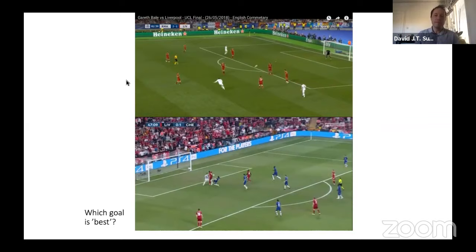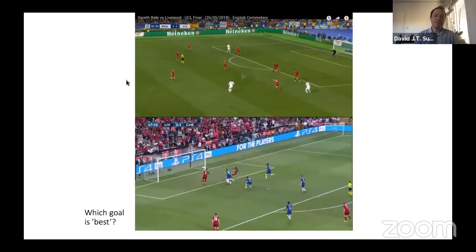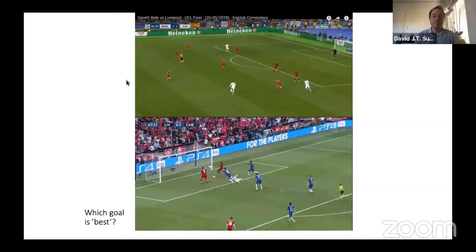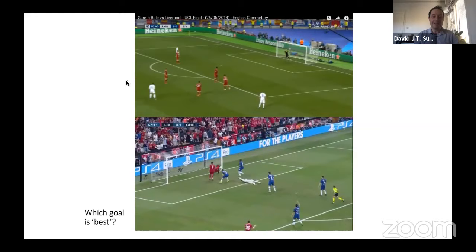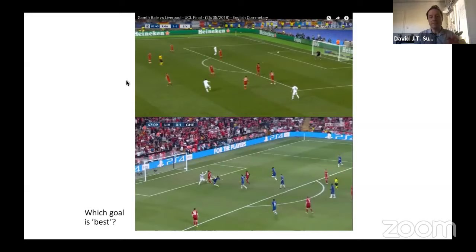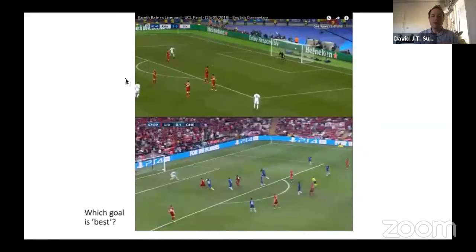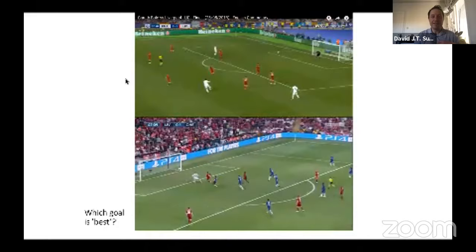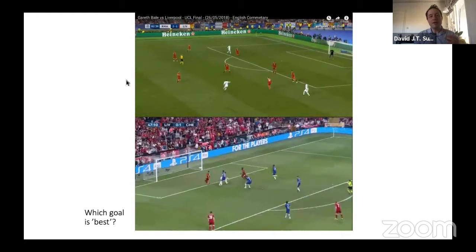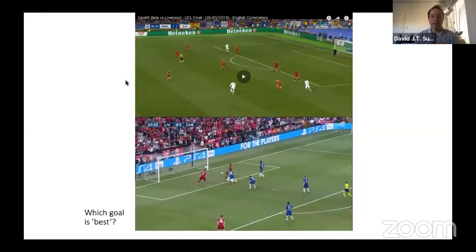The way we see it from expected goals is that the best goal here is actually the one from Mane, because he is in a much better shooting position. He's in a place where he can't miss. We might not call it the best, but he has managed to get himself into a position where he will score probably 90 times out of 100 from that position. While the goal from Bale, although he manages to score it, wasn't a great chance. It's a lot of luck. The goalkeeper wasn't having his best day and he managed to get the ball in. And so the expected goal of these two shots is very different. The expected goal for Mane is much higher than the expected goal for Gareth Bale.